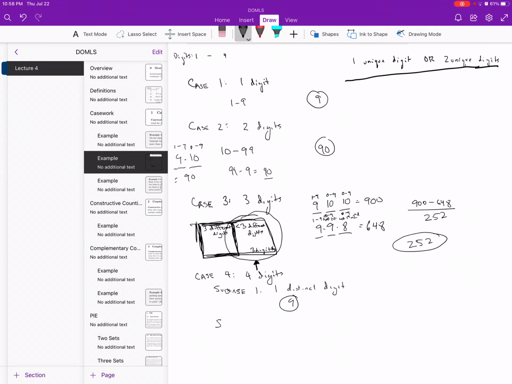Now what about the next subcase? Here we have 2 distinct digits. Okay, in this case, if we have 2 distinct digits, there's a lot of different formats their number could have. Well, let's make the first digit A, and then let's make the other digit B.